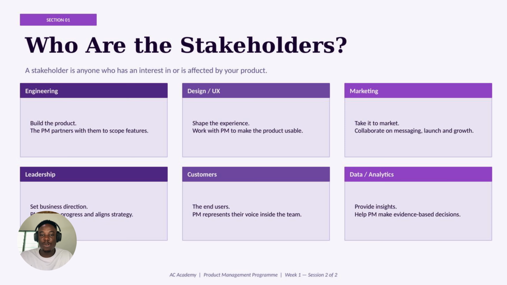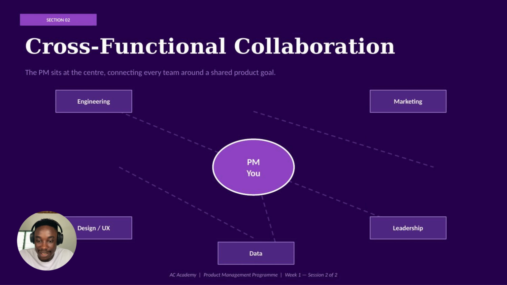You are constantly talking to all 6 groups of people. So you are understanding their needs, sharing information across, and making sure everyone is building the same thing for the same exact reason. So we move on to our next slide, which is the cross-functional collaboration.